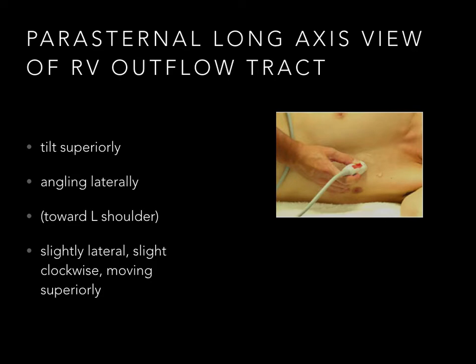Next view is the parasternal long axis view of the right ventricular outflow tract. The transducer still stays in the same position as the parasternal long axis view of the left ventricle. However, now we're going to tilt it superiorly while angulating it laterally. That is, the transducer is directed towards the patient's left shoulder. Minor adjustments might be necessary by moving the transducer slightly laterally or rotating it clockwise.